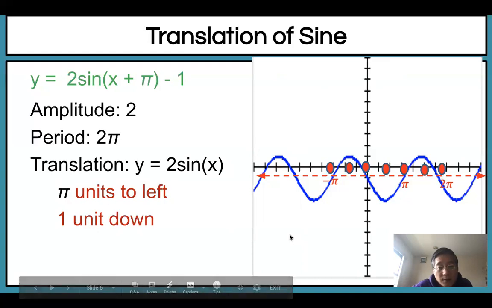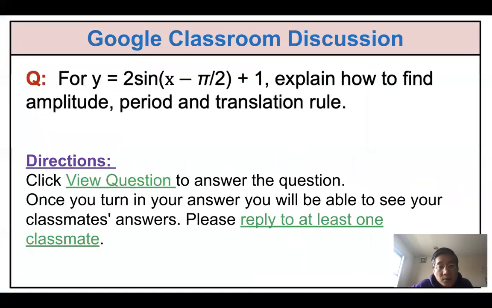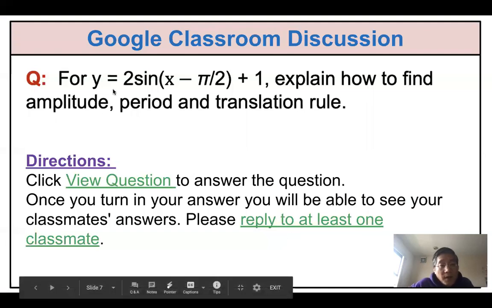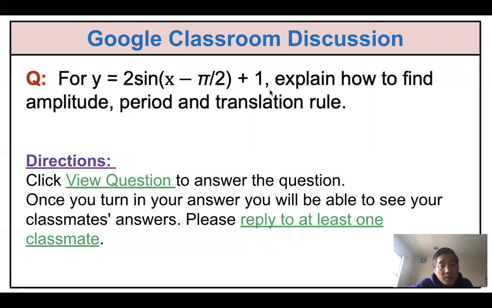So now if you go to the Google Classroom, please answer this question. y equals 2 times sine of x minus pi over 2, plus 1. Explain how you can find the amplitude, the period, and what the translation rule is. Can you answer in the Google Classroom?